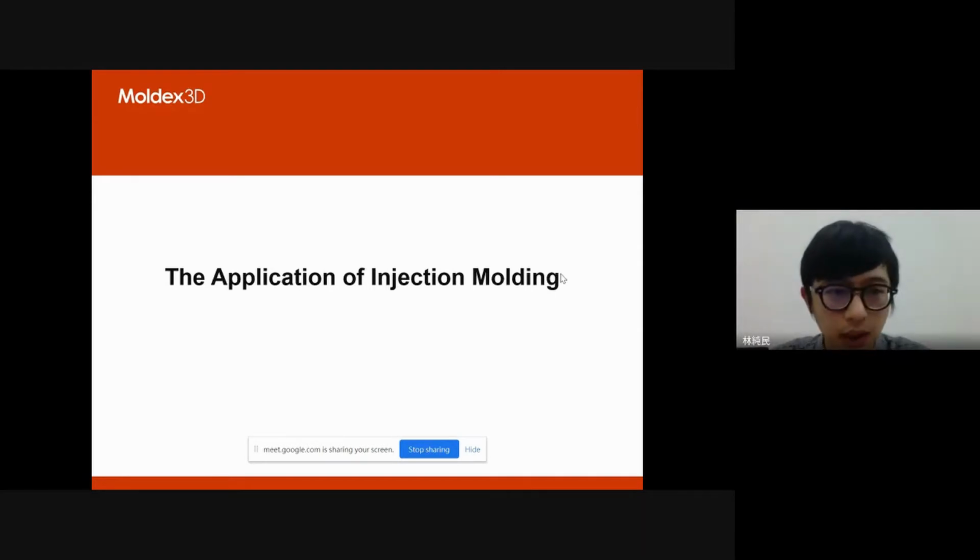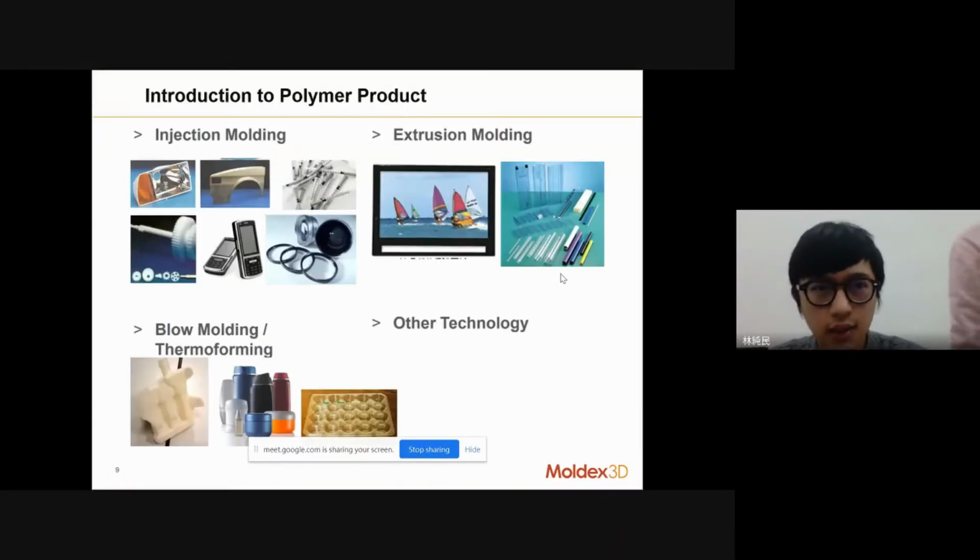Okay. In second part, let me introduce the application of injection molding. What's the first thing coming to your mind when you hear this, the injection molding? Actually, as you can see here, there are a lot of products that we will use in our daily life. They are manufactured by the injection molding.